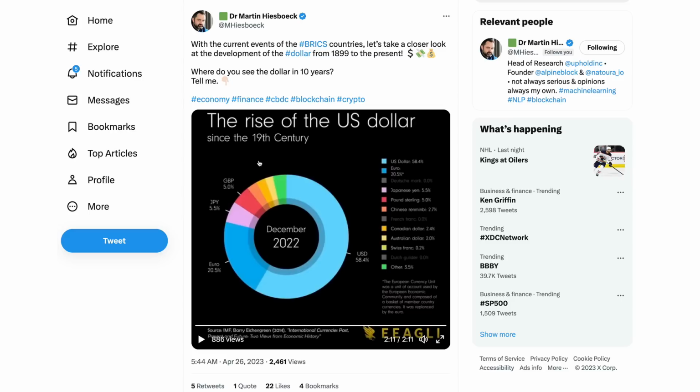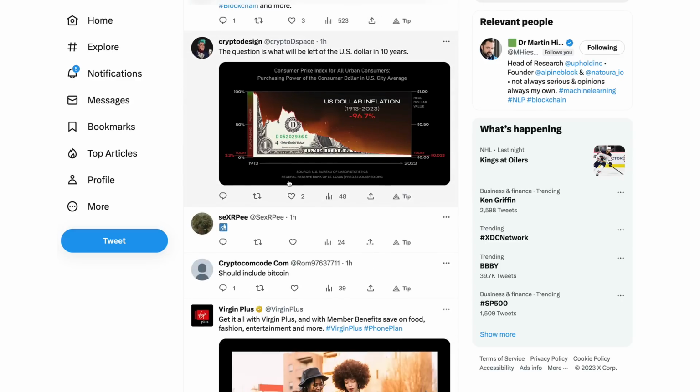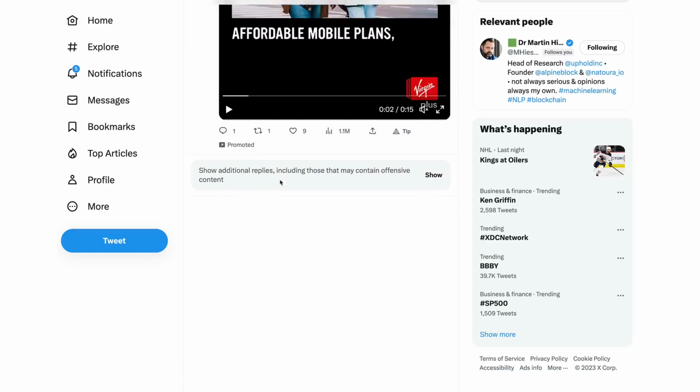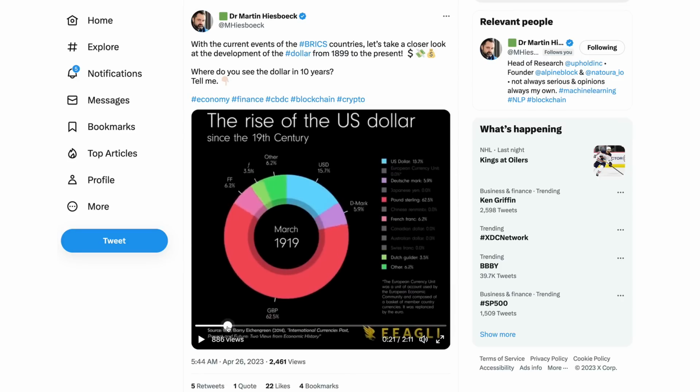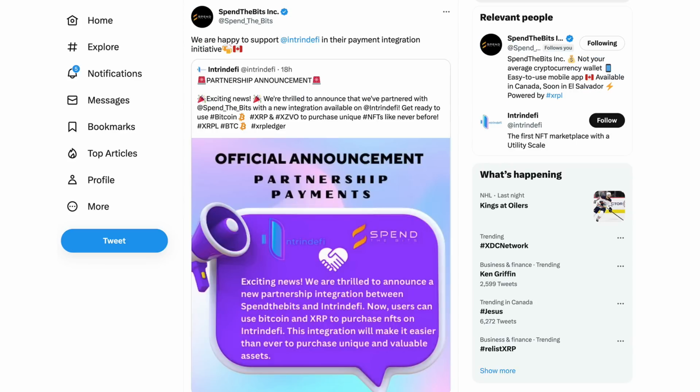Tell me. And Martin Hisbach here has just opened it up to his Twitter followers. I will link this in the description if you guys are interested in chiming in on this. I thought it was an interesting infographic anyway, even just for the visual, just showing how dollar dominance has actually increased over the last century and how we are going to potentially see that change in the next 10, 20, possibly 30 years. Wanted to keep moving, guys.